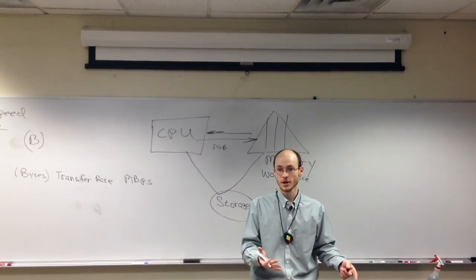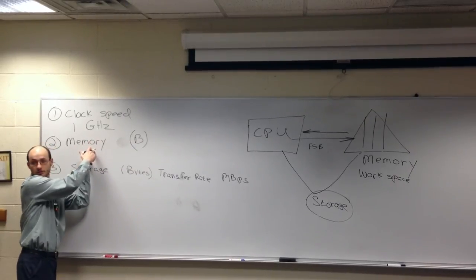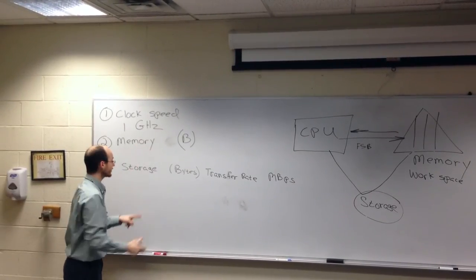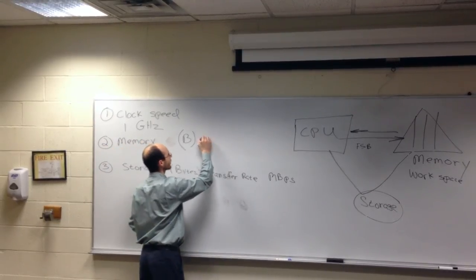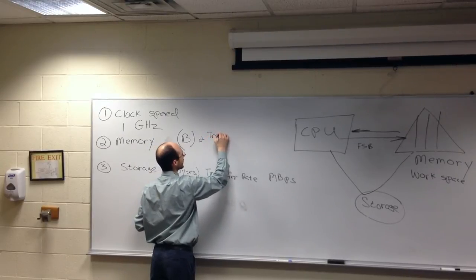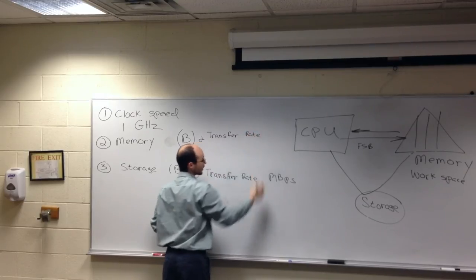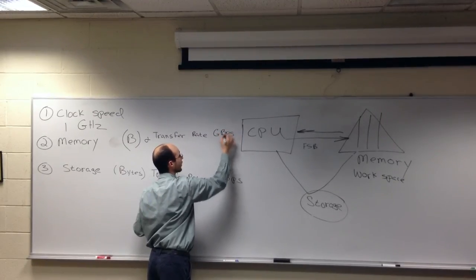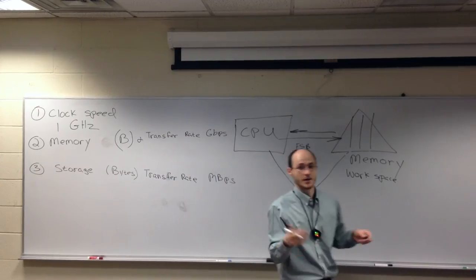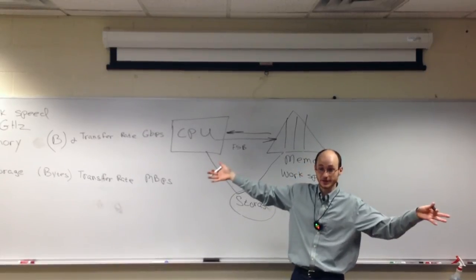Okay? Because its goal is to take this and put it up in here. Why do we want to take the storage and put it up in here? Because this too also has a transfer rate. And it also is measured typically in gigabits per second. Gigabits or gigabytes, you know, vary it. Different marketing techniques, but still the same units, right? It's bytes, bits per second.